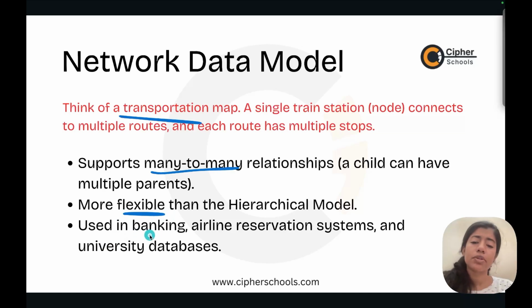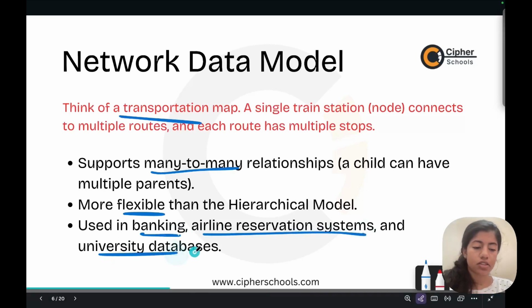Now think of the examples where this can be used. This is used in banking, airline reservation systems, then university databases. This is used.